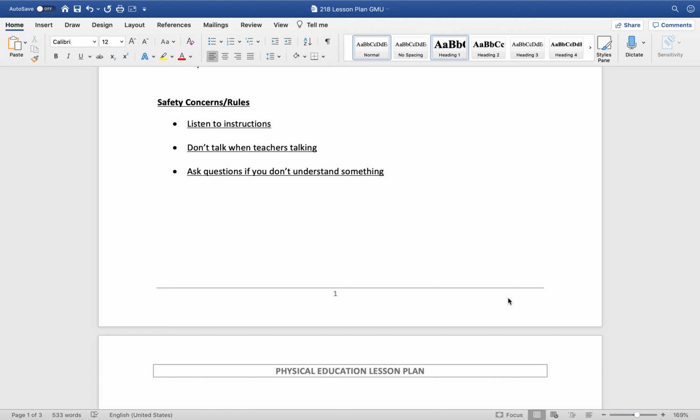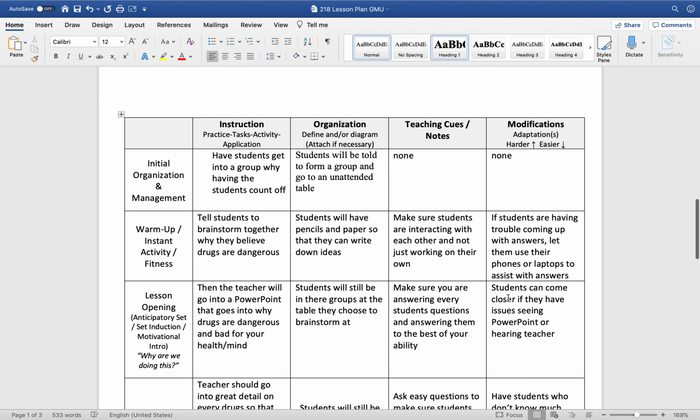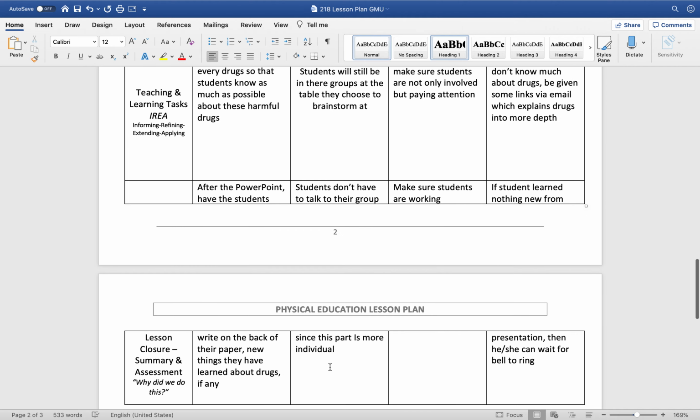Safety concerns and rules. There are definitely no safety concerns, besides basic rules, nothing. Just listen to the teacher. Don't talk when the teacher's talking. If you want to ask a question, feel free to, but nothing crazy. All right, and then we get to the diagram.